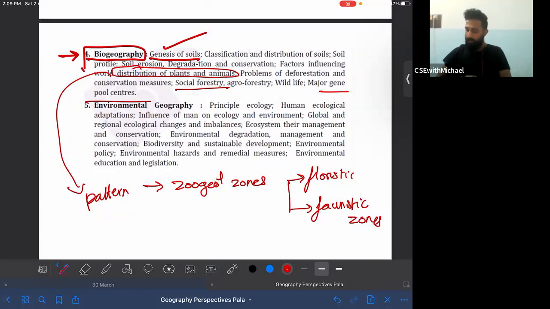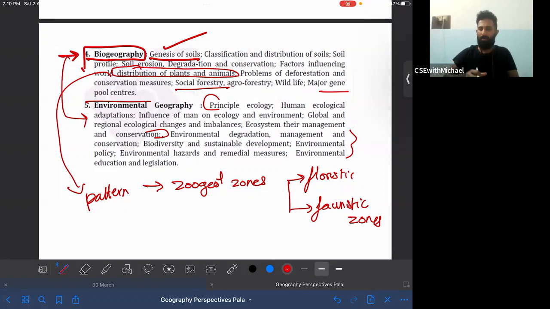We'll see that, and the continuation of the biogeography part is what we see in environmental geography, where the main concern is the basics of environment and ecology till now, and then some of the environmental issues the world is facing today that are being discussed. With respect to environmental geography, the questions are rather more random, we must say. It is not following a particular pattern.